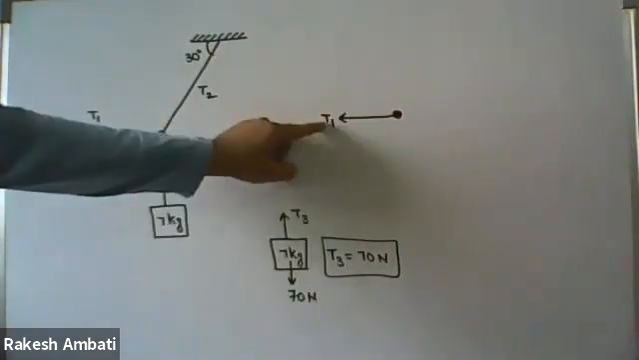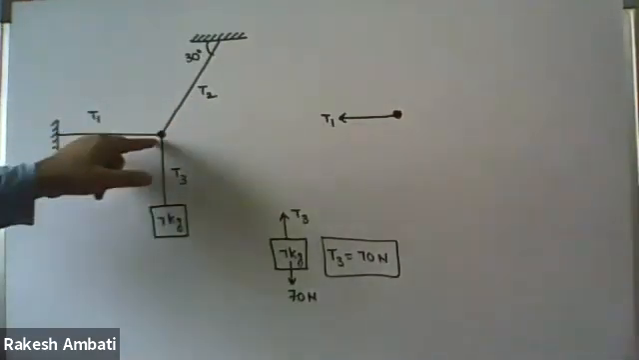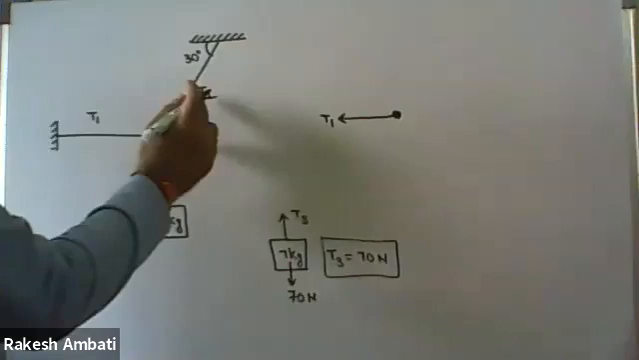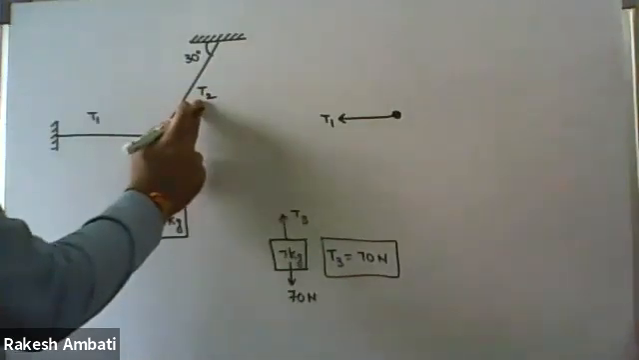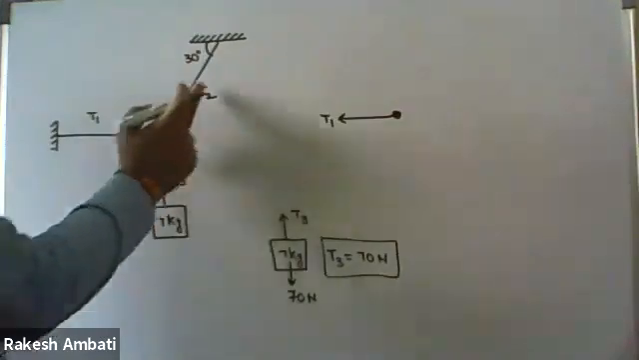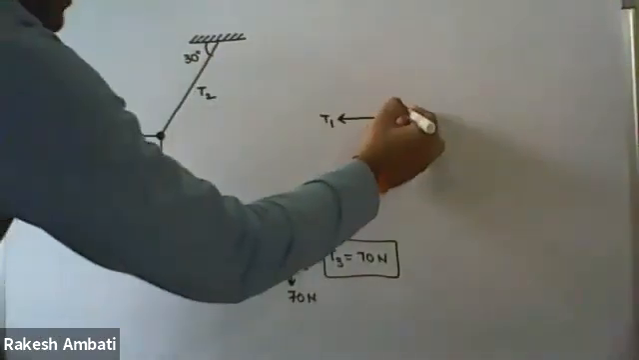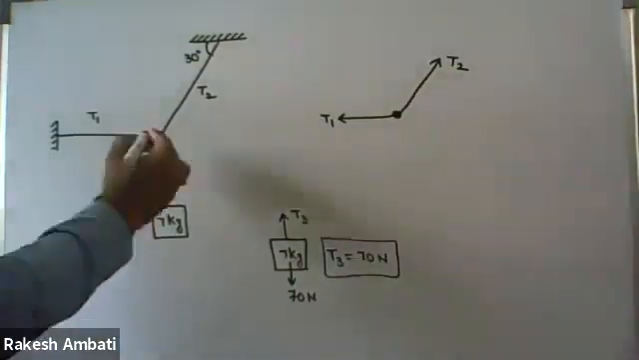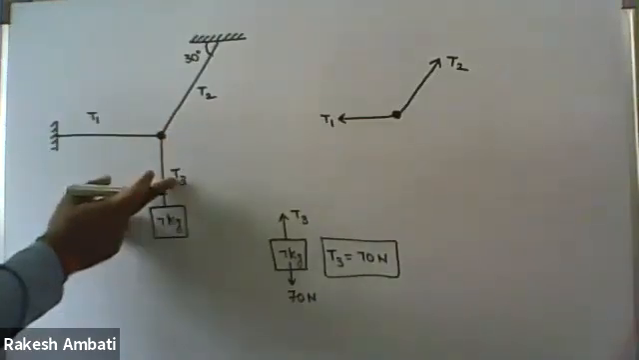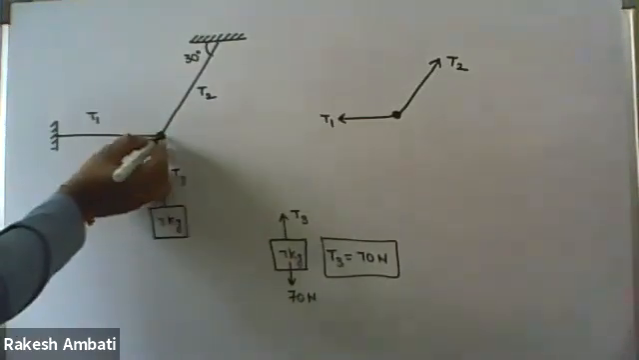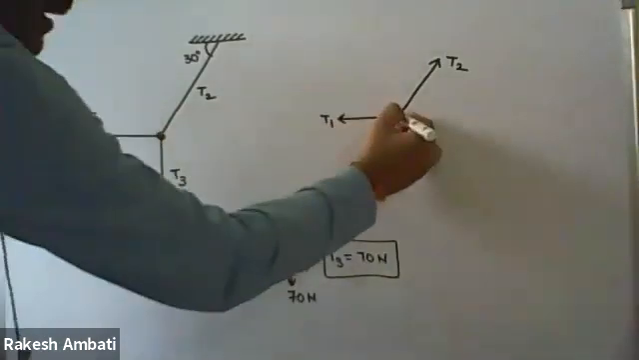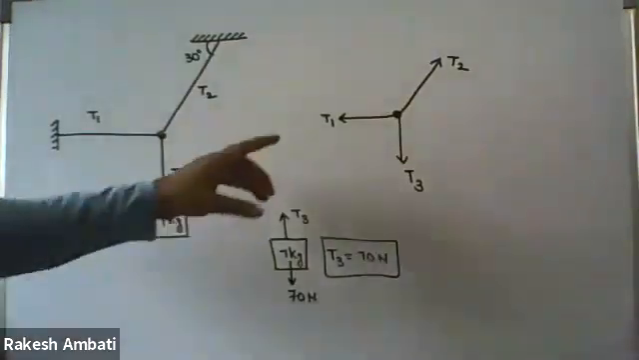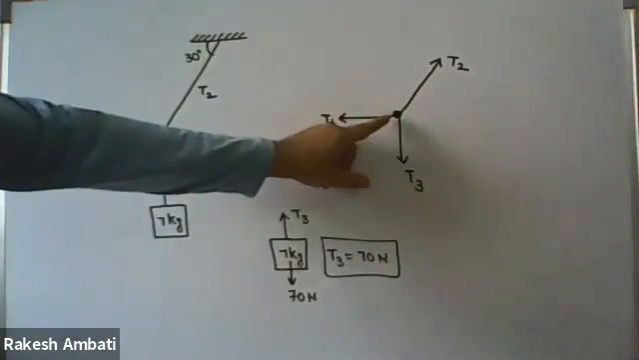So what is the direction of tension force? Away from the tie point along the string. Then if it is the tie point, how to draw the T2 force? T2 force is away from the tie point along the string. It is the T2 tension force. Then for this tie point, next tension force T3. What is the direction of tension force? Away from the tie point along the string. Now these are the directions of T1, T2, T3 with respect to tie points.